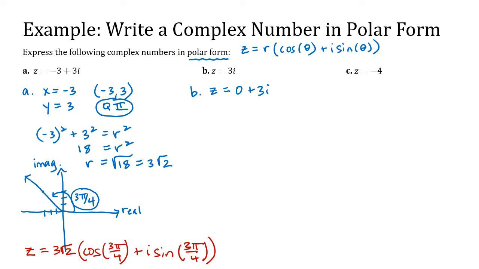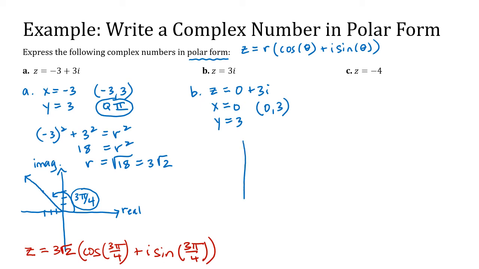Now, you can definitely identify that x is equal to 0 and that y is equal to 3, and that we have an ordered pair that is (0, 3), right? If we were to plot that, we'd be at (0, 3). Now, I want you to think about this. On part A, we identified the quadrant. What quadrant are we in here? Well, (0, 3) is not in a quadrant at all, is it?